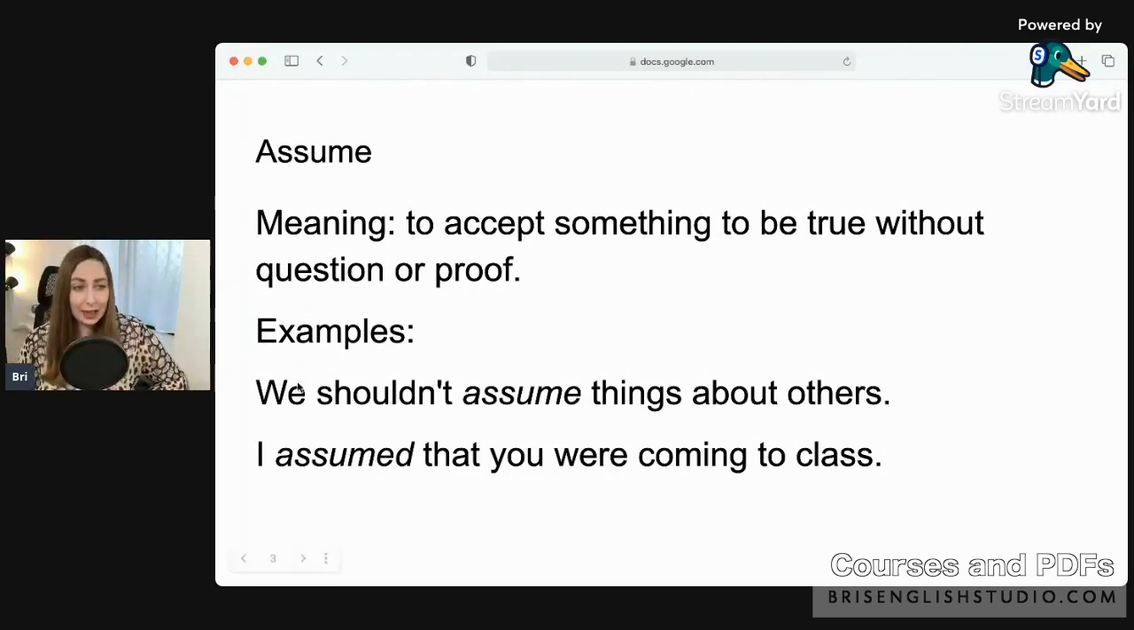The first example: we shouldn't assume things about others. So we shouldn't think something is true without any proof. Assume means you think something is true without any proof. The next one: I assumed that you were coming to class. That means that although I didn't have proof, you didn't tell me you were coming to class, I just assumed that to be true. I thought that was a fact.